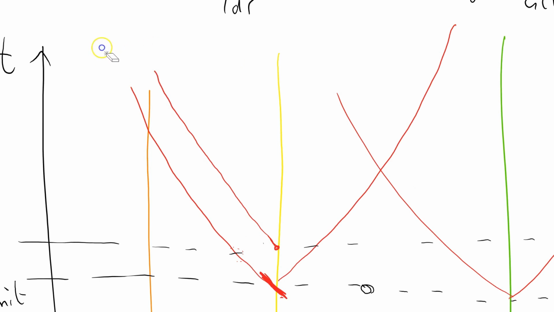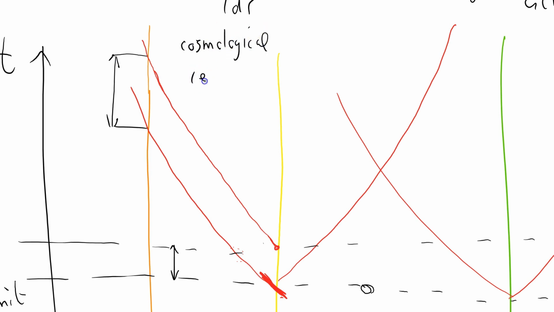And steeper and steeper. And so there's a mismatch between this time here and this time here. And that is the origin of the cosmological redshift.